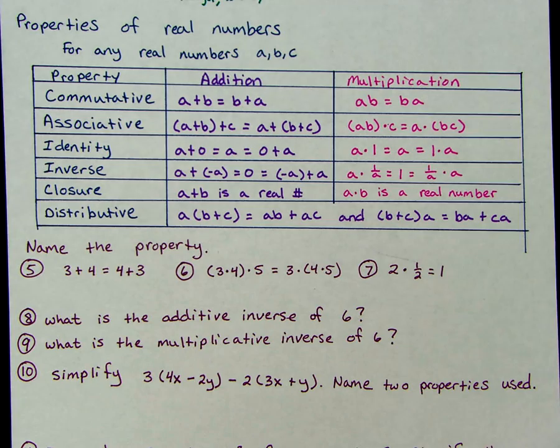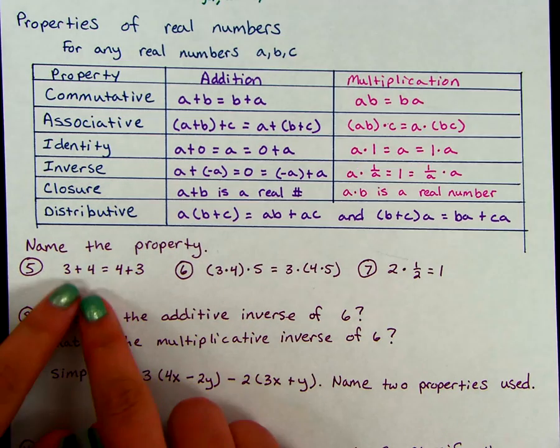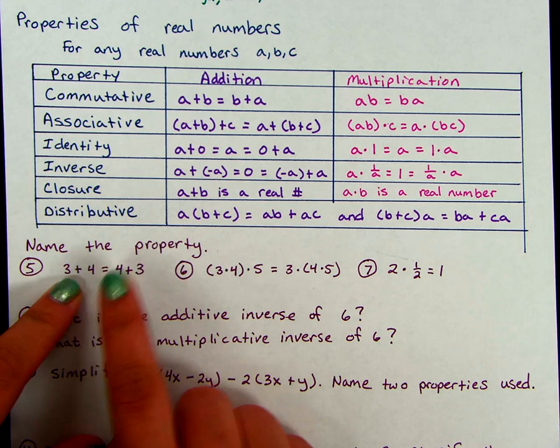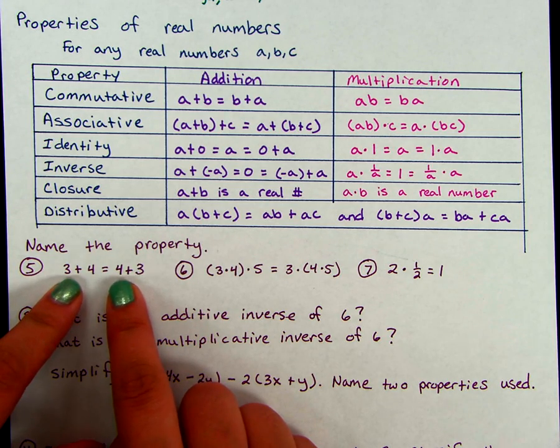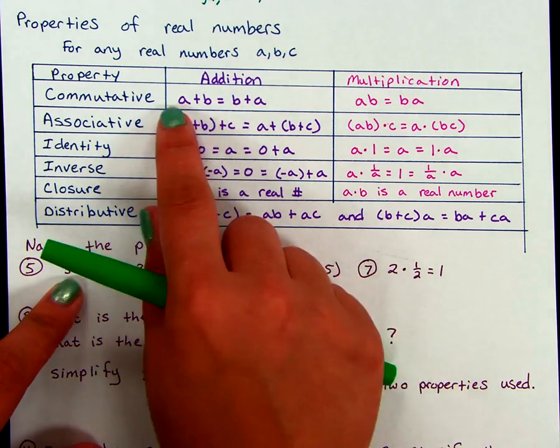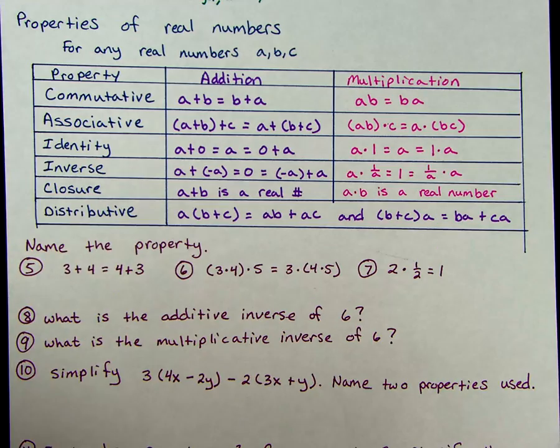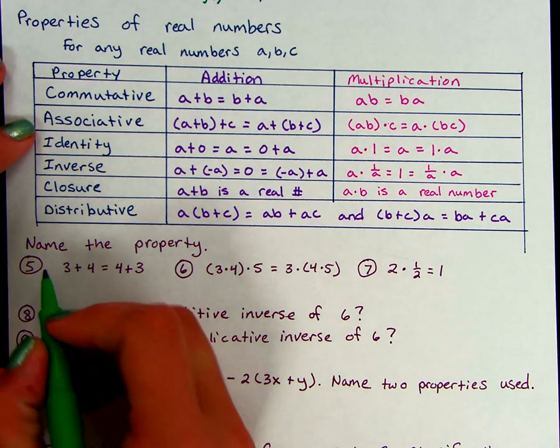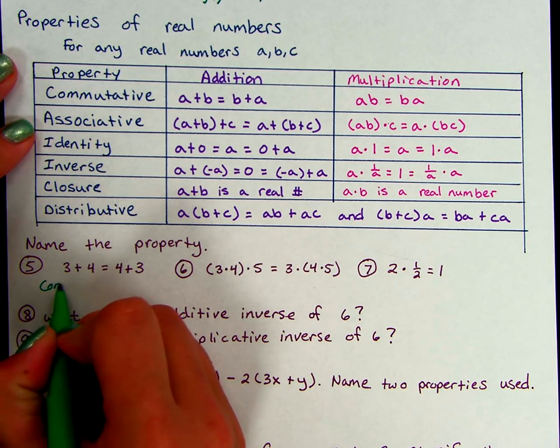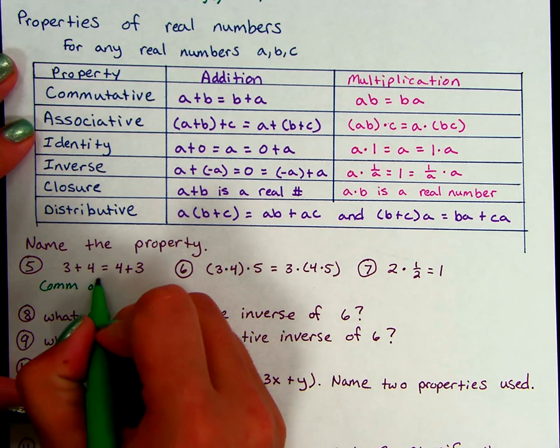So we are just naming the property. So what happens from the left side to the right side? If we're looking at this, we have 3 plus 4 equal to 4 plus 3. Well, if we are looking at our examples here, that matches our commutative property of addition. Okay, so commutative, I'm going to abbreviate it, so commutative of addition.